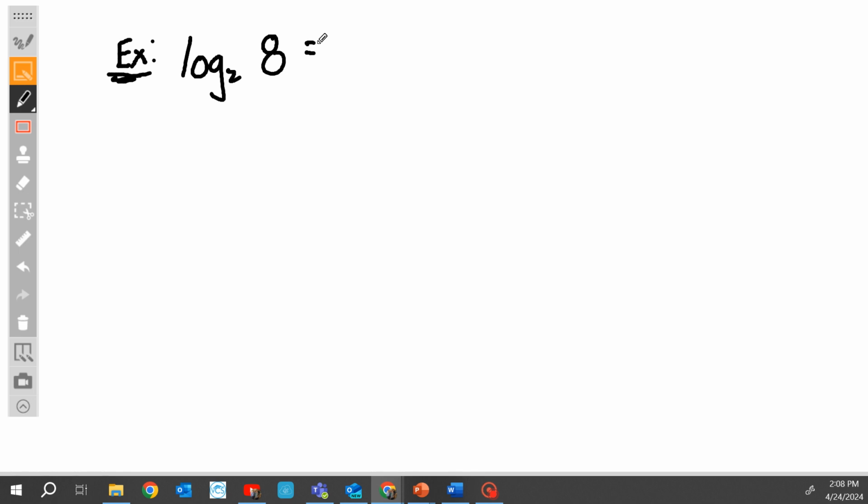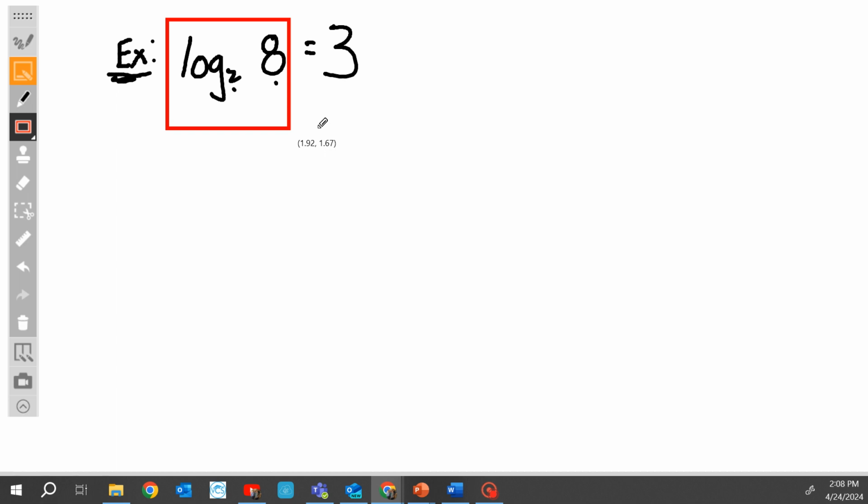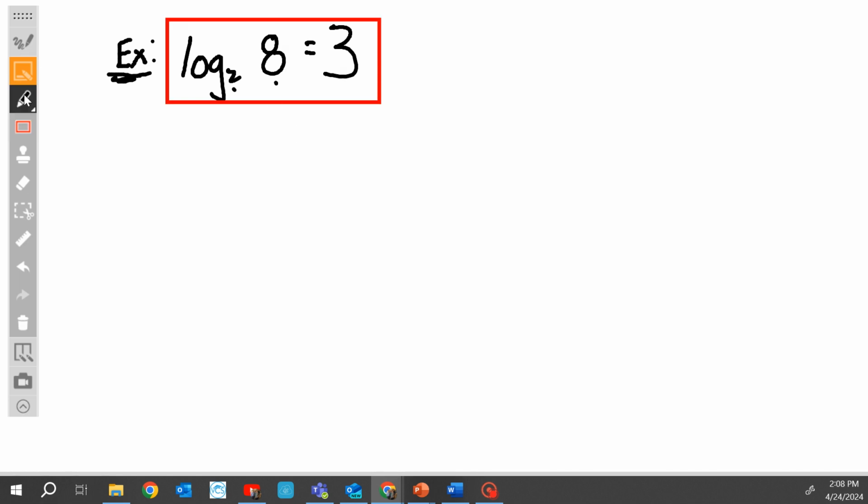So log base 2 of 8. What's the value of log base 2 of 8? Good. Log base 2 of 8 is 3. Remember, it's just asking what power of 2 makes 8, and that's 3. And the reason we knew that is just because we knew it. Okay, we just know our powers, so we would know that the power of 2 to make 8 would be a power of 3. Okay? At this point, there's no other way of figuring this out than really just knowing it.